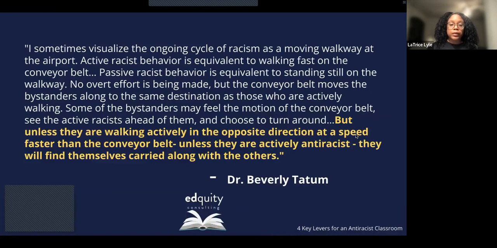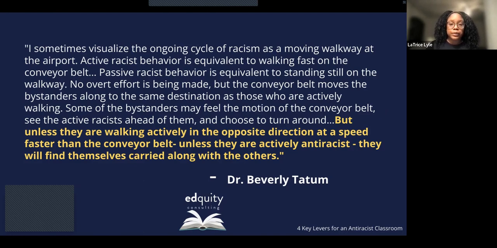Okay, so let's start with this quote. I know the quote is dense. You might want to pause it here and read it, but I'm going to voice over the portion that's bolded and in yellow writing. But unless they are walking actively in the opposite direction at a speed faster than the conveyor belt, unless they are actively anti-racist, they will find themselves carried along with the others. And this quote is from Dr. Beverly Tatum.